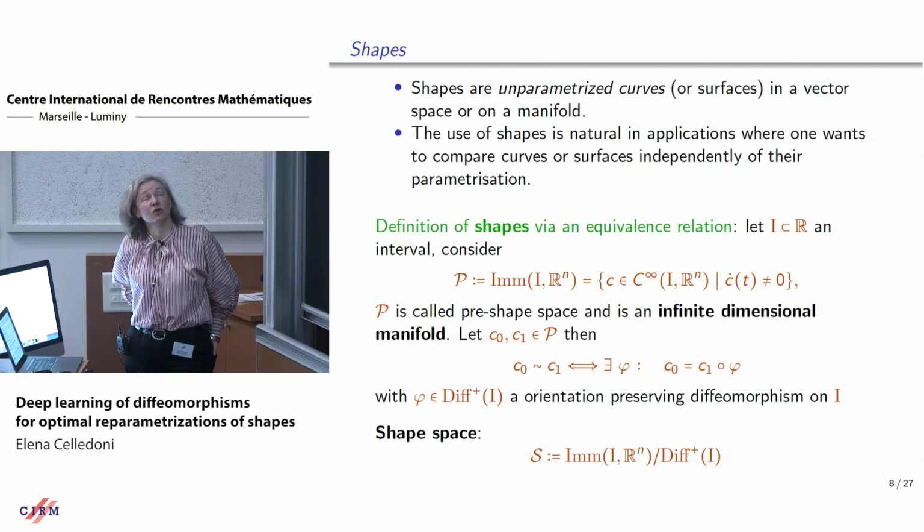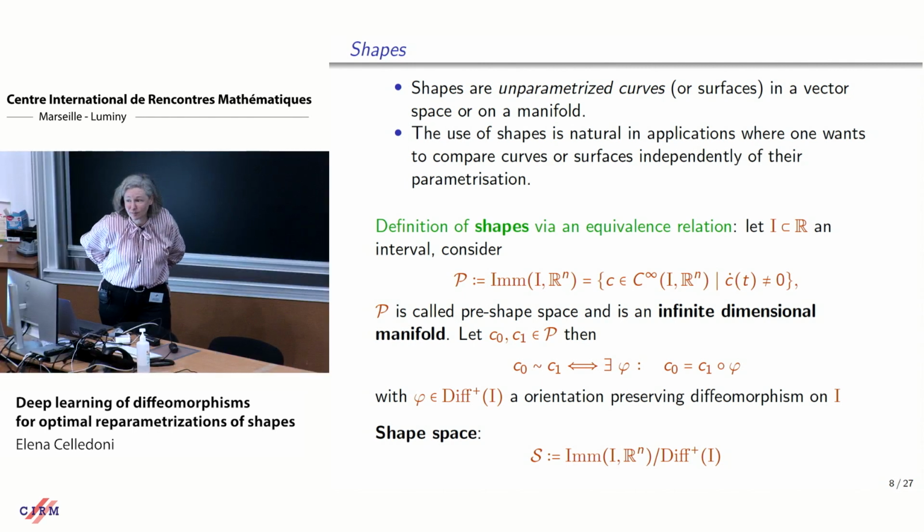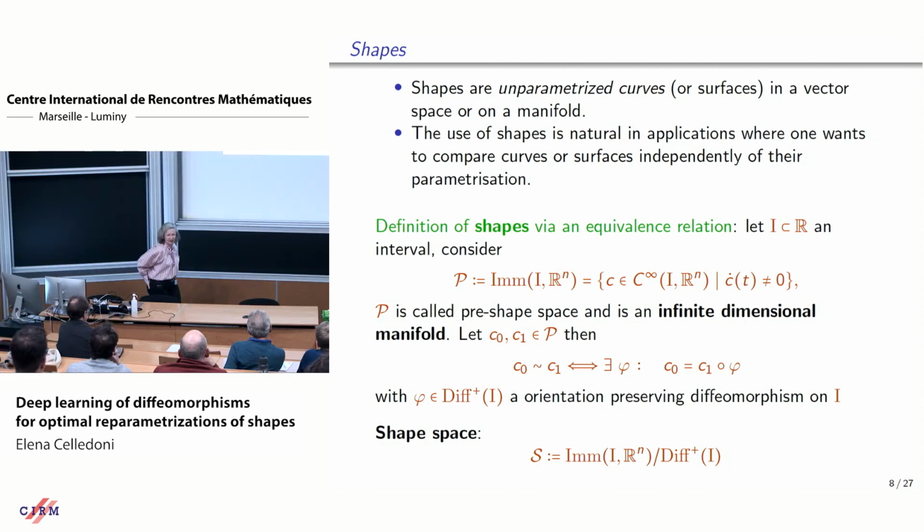And so we are looking at shapes as unparameterized curves or surfaces, and we need to take into consideration problems where this makes sense. So it's not every application where this is a good idea, but I gave you 3 examples where this might be useful. Okay? So not always it's important to look at this reparametrization invariant thing.